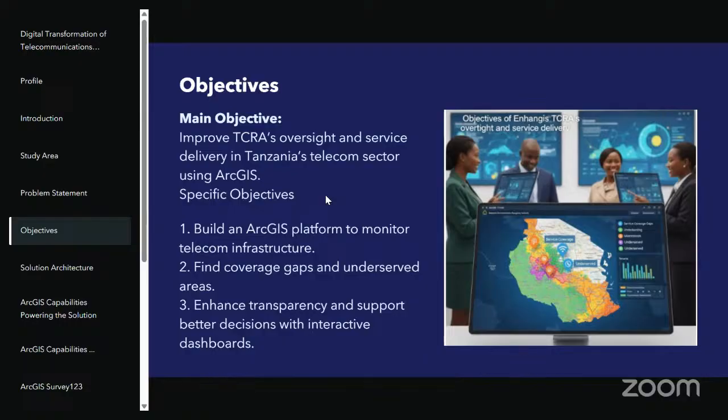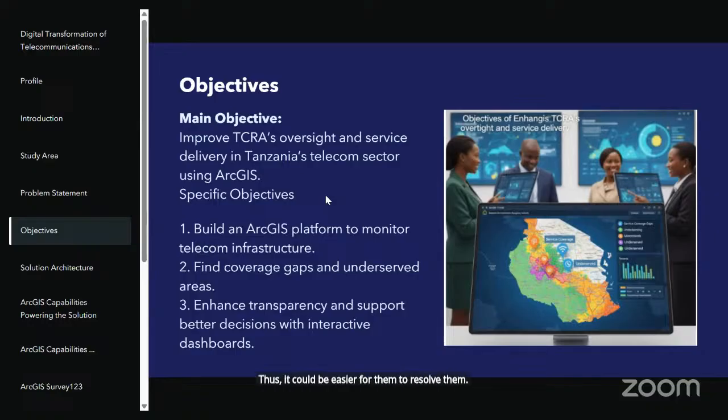The specific objectives: the first one was to build an ArcGIS platform that helps monitor and manage telecom infrastructure, so that the status of the existing infrastructure could be monitored and managed well. And the second objective was to identify the coverage gaps and underserved areas that could need the attention of the TCRA, which is the regulatory body for telecommunications in our country, but also could help these internet service providers to see the gaps and the areas which are facing problems of communication. Thus, it could be easier for them to resolve them.